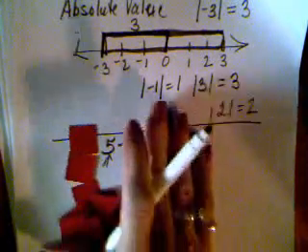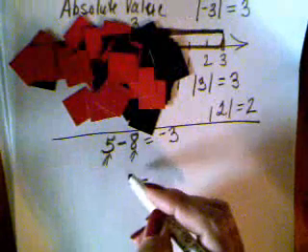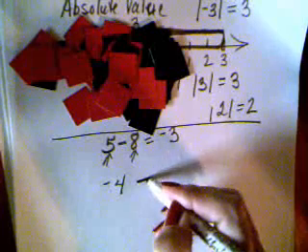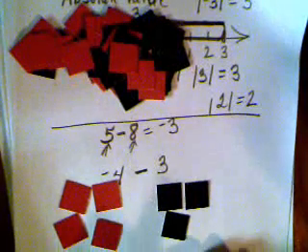Alright, let's look at another example. Say that I have -4 minus a +3. So I have 4 red and I have 3 black. Four red, 3 black.